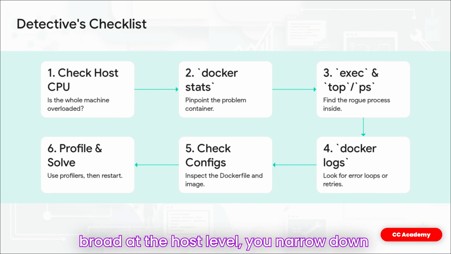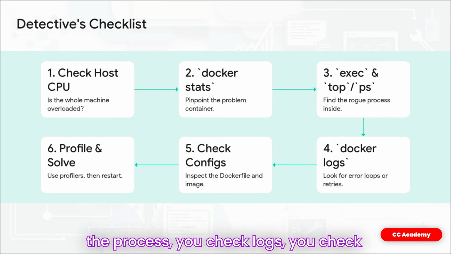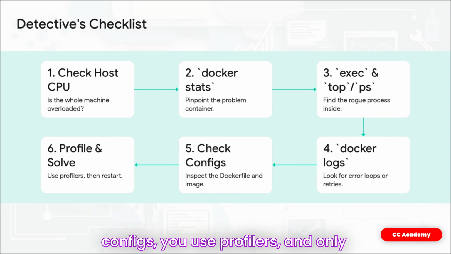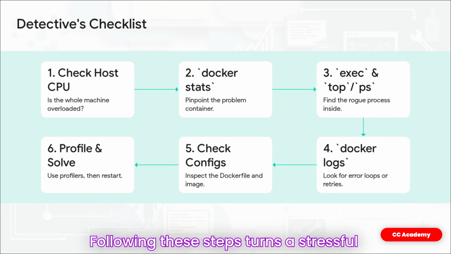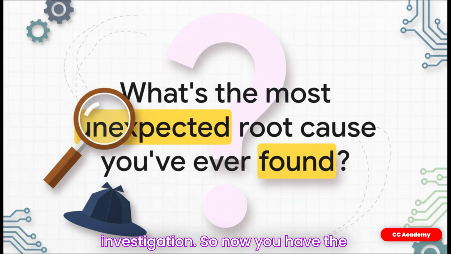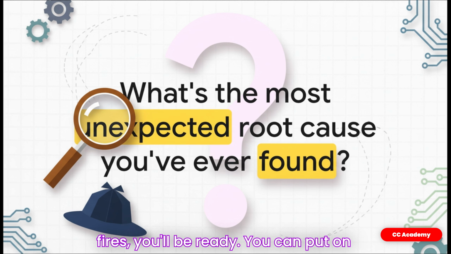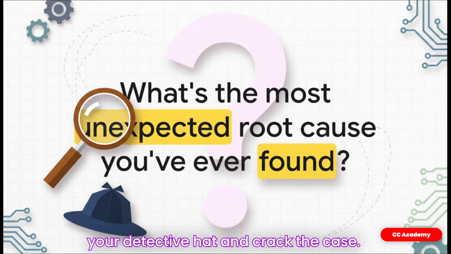So let's recap the whole thing with this handy detective's checklist. You start broad at the host level, you narrow down to the container, you go inside to find the process, you check logs, you check configs, you use profilers, and only then, at the very end, do you restart. Following these steps turns a stressful firefight into a calm, methodical investigation. So now you have the playbook. The next time that CPU alert fires, you'll be ready. You can put on your detective hat and crack the case.